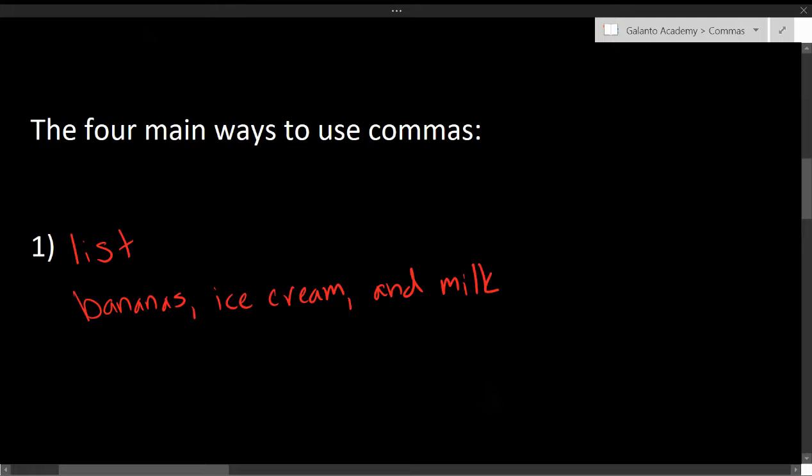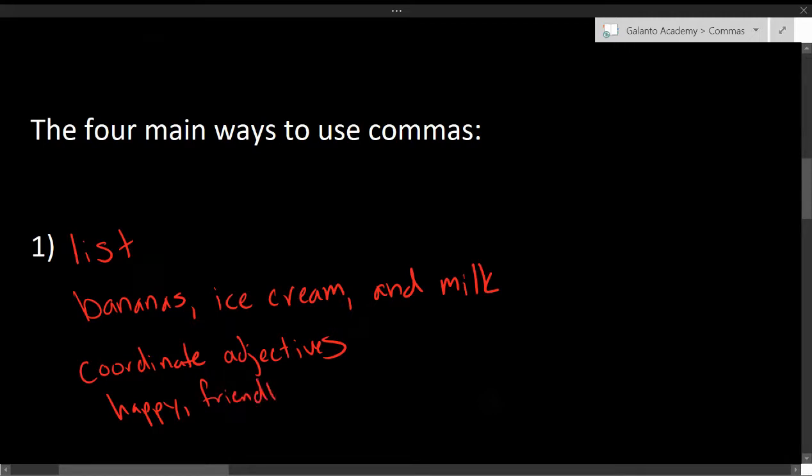And we also have the list of coordinate adjectives. There's a video on that if you don't know quite what that means, and it goes a little bit more into depth. So that would be, the happy, friendly dog stopped by. So that's listing two adjectives of equal importance. Again, if you want to know why those are of equal importance, then check out the coordinate adjectives video. So our first way is a list.